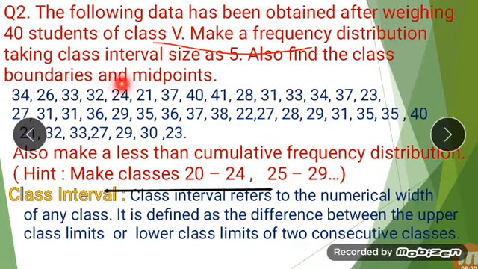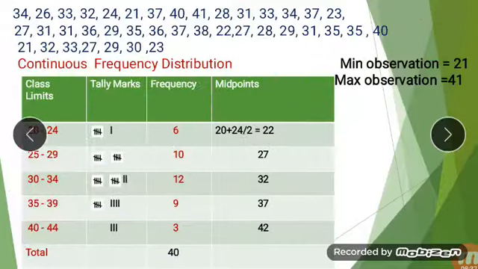Okay, then we have to find the class boundaries and midpoints as well. Here we can make a start by making the frequency distribution. For that, first of all, the minimum value should be found, and then the maximum observation. Here the minimum value is 21 and the maximum observation is 41. So we can start from 21 and end at 41.